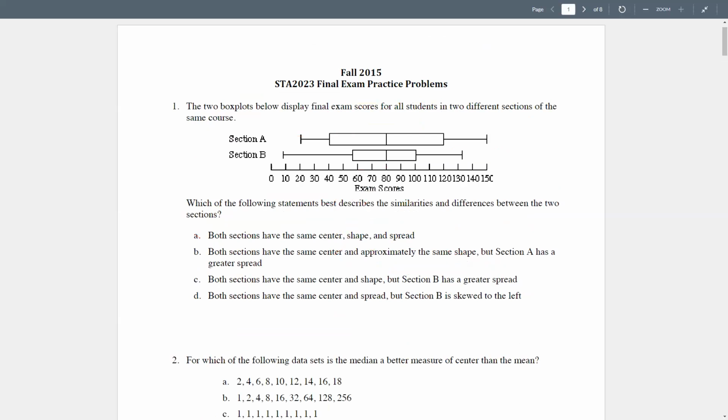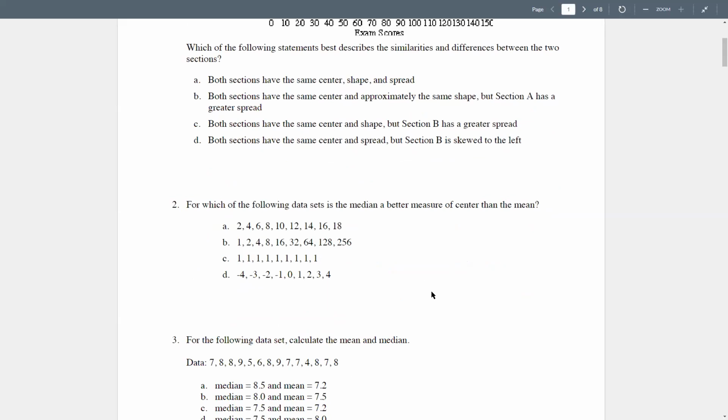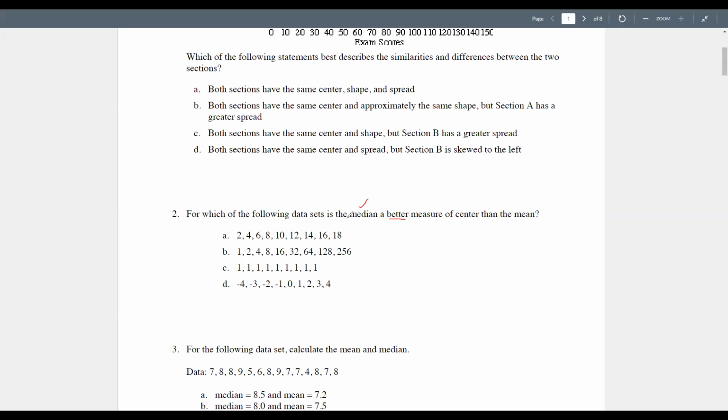Clear all. This one says, for which of the following data sets is the median a better measure of center than the mean? For all of them, you can find the median. For all of them, you can find the mean. Okay, but they say which one is better? We're going to find the median, but which one is better? Is the median better than the mean? Look carefully.